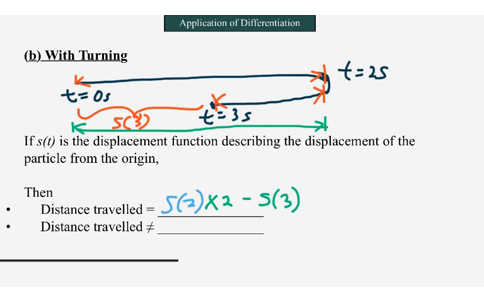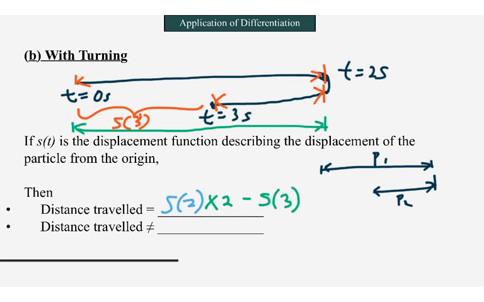So in this case, as you can see, if the object is moving with turning, we have to mark the pathway of its travel. First it travels from this point to this point, and then making a U-turn, it travels from this point to this point. So there are two pathways. We take the total distance traveled by the first pathway here plus the second pathway here.